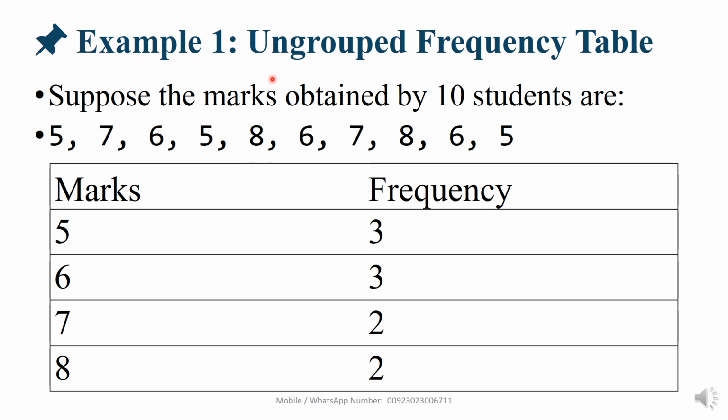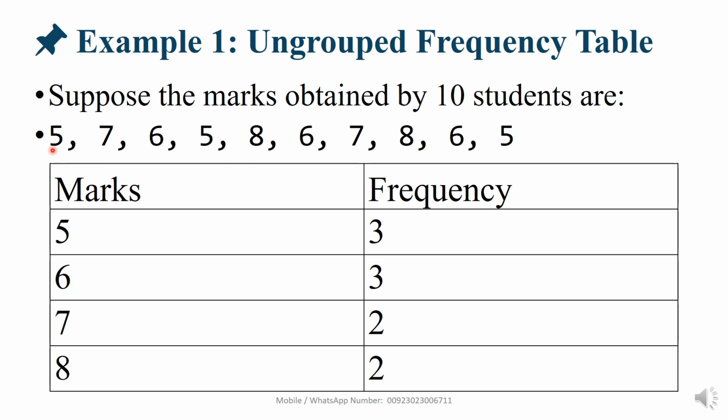Example 1. Ungrouped frequency table. Suppose the marks obtained by 10 students are given, as you can see here. Marks and frequency. First you write the minimum value. You can see that 5 appears 3 times.